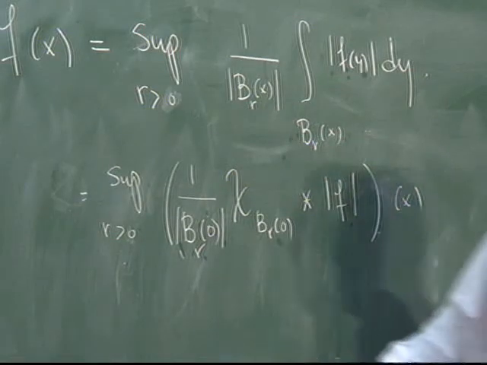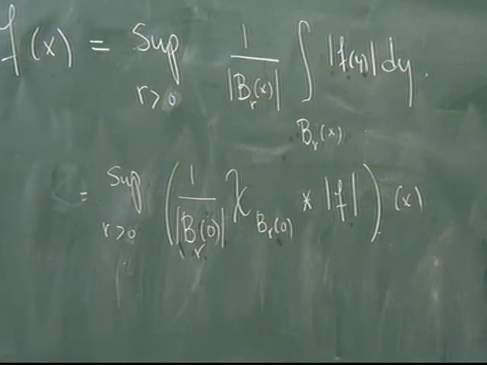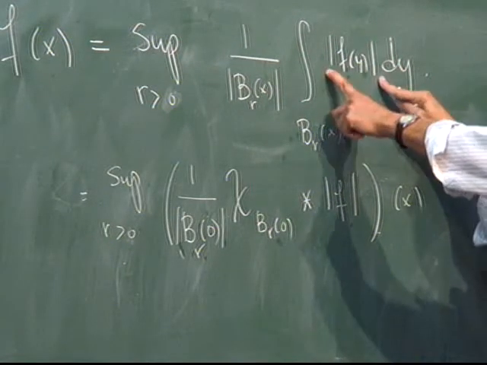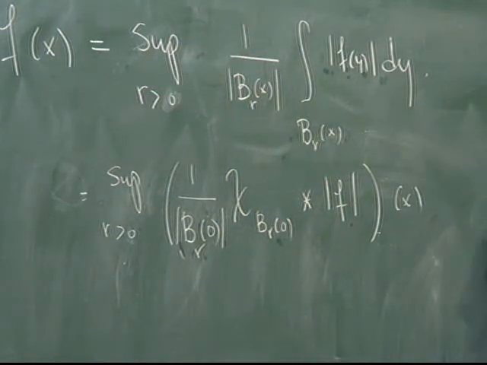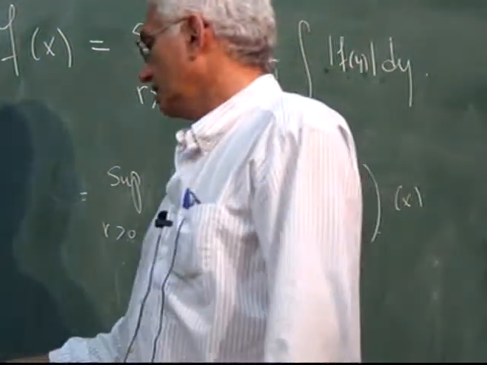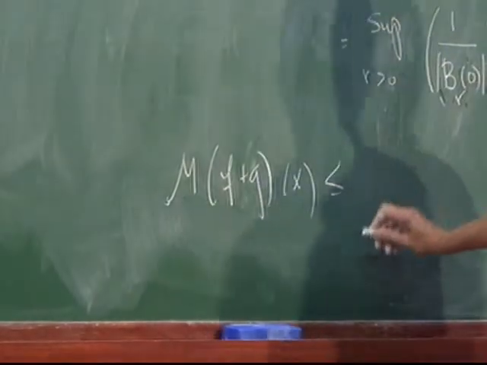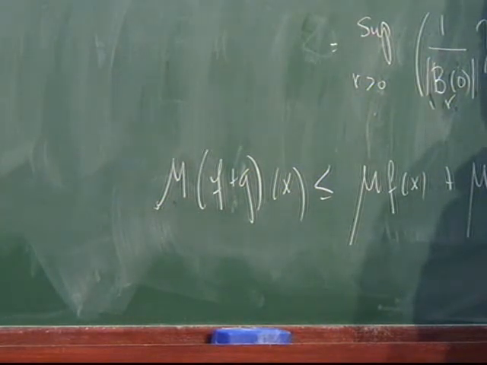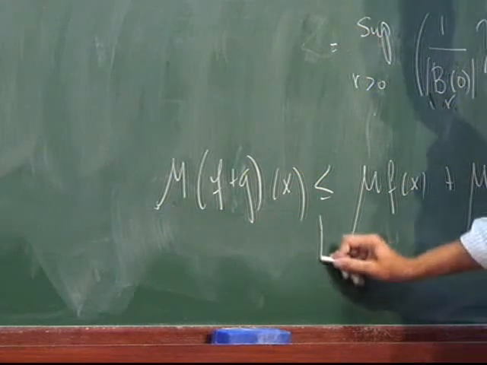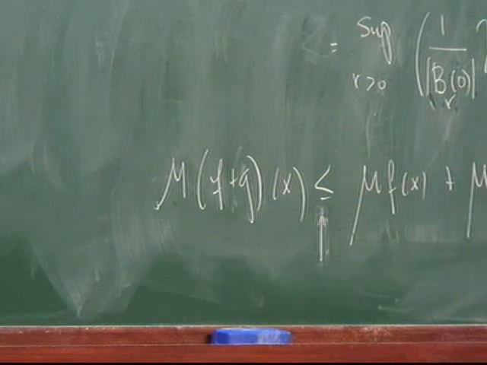Okay. This is an operator, but they have two problems. First, it's nonlinear. Why is it nonlinear? Well, first, you put absolute value that kills the linearity, and second, you're taking supremum. It's nonlinear, right? Both of them. Then it's sublinear. Notice that M of f plus g of x, pointwise, is less than or equal to M of f of x plus M of g of x. Sublinear, semi-linear or something like that. Okay.